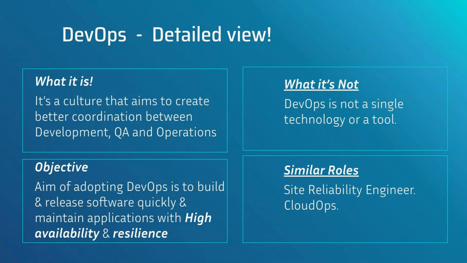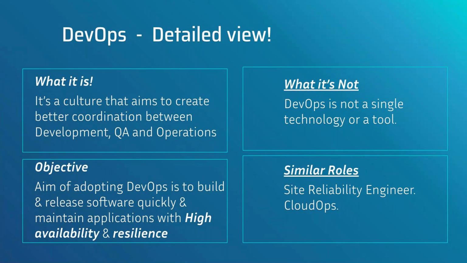But if you look at a detailed view of DevOps, what is it? It is a culture that aims to create better coordination between development, QA, and operations. The same thing I talked to you about a few minutes ago. And it's not a single technology or a tool. DevOps is not like Java or Selenium or VMware ESX or Microsoft Dynamics CRM or SAP. It's not like that. It's a culture. It's a set of practices.